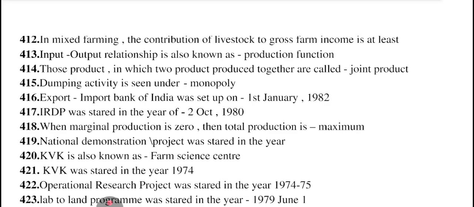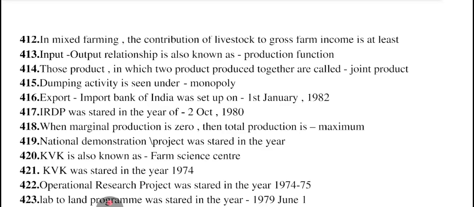In mixed farming, contribution of livestock to gross farm income is at least. Input output relationship is also known as production function. Those products in which two products produced together are called joint product. Dumping activity is seen under monopoly. Export Import Bank of India was set up on 1st January 1982. IRDP was started on 2nd October 1980. When marginal production is zero, the total production is maximum.